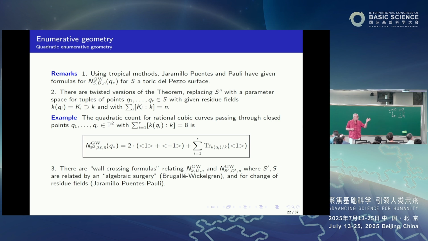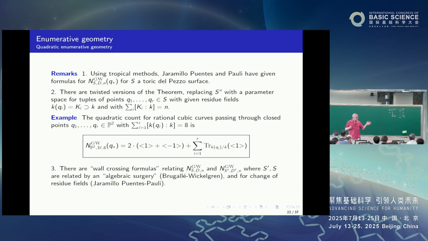So the quadratic count for rational cubic curves passing through r closed points in P2, where the sum of the degrees is 8, is given by this formula. So this bracket -1 or bracket a is the quadratic form x goes to ax squared. So this 1 plus -1 is just the hyperbolic form. Then you have a trace form. If you have a finite field extension, you can look at the multiplication table in a basis. That's a symmetric matrix, and you take the trace of the terms in that matrix. That gives you a symmetric matrix over your original field, and that's the trace form for that field. So that's exactly the formula you get.